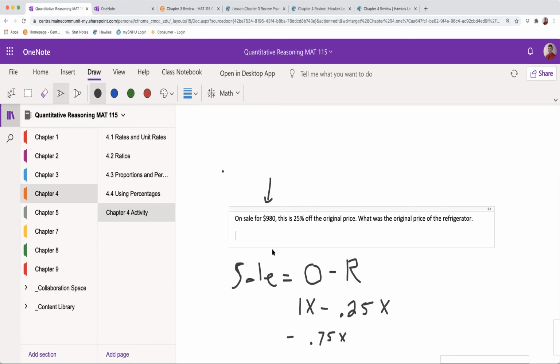And again, the sale price hasn't changed. That's $980. I really don't know what's wrong with my thing. It's like a good half a second behind me.